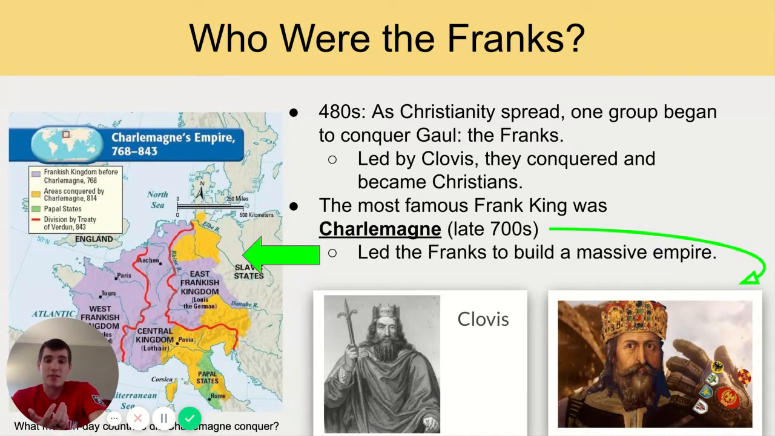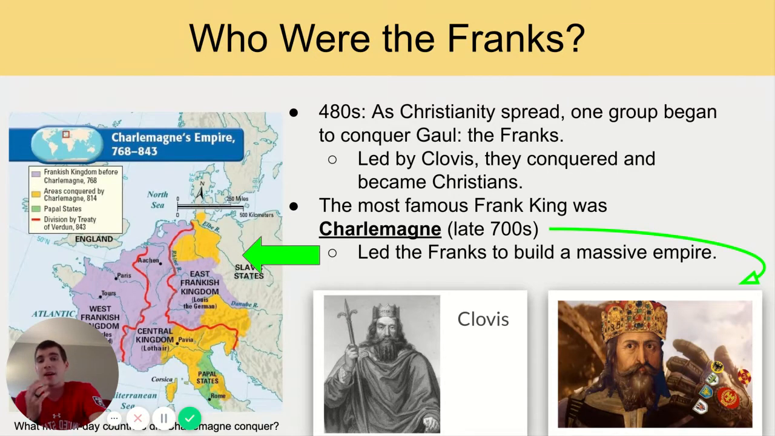One of the biggest groups at this time, though, was known as the Franks. All right, and around the 480s, as Christianity spread, one group began to conquer Gaul. Now, y'all will remember Gaul was conquered by which famous Roman? You should be able to know that just from how much you should know about him from class. It was Julius Caesar, right? But when Rome falls, Gaul's now back up for grabs. And the group that's going to take over Gaul is going to be known as the Franks.